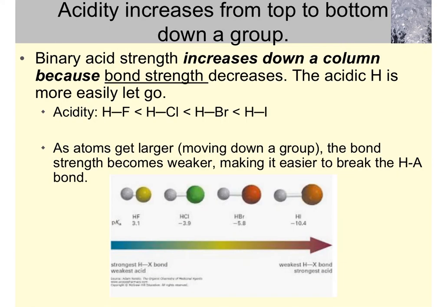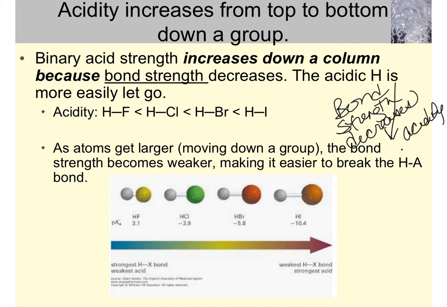So again, trying to visualize the trend going down a group. Going down a group, electronegativity is not as important as bond strength. Bond strength decreases going down a group because the atoms are getting larger and farther apart, but acidity increases. I have such bad handwriting, sorry about that. Going down a group, hydrogen iodide is a much stronger acid than hydrogen fluoride because its bond is the weakest.